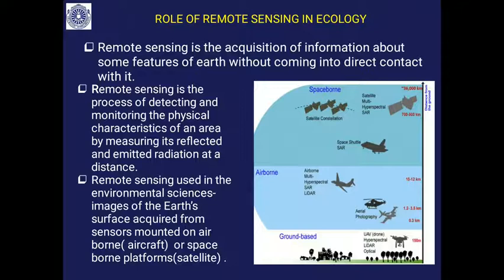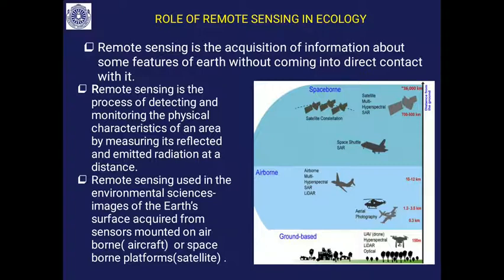Remote sensing is the process of detecting and monitoring the physical characteristics of an area by measuring its reflected and emitted radiation at a distance. So, it is a technology where whatever reflected or emitted radiation there is will be captured or monitored, and that is useful in getting images or data or live data of that area.